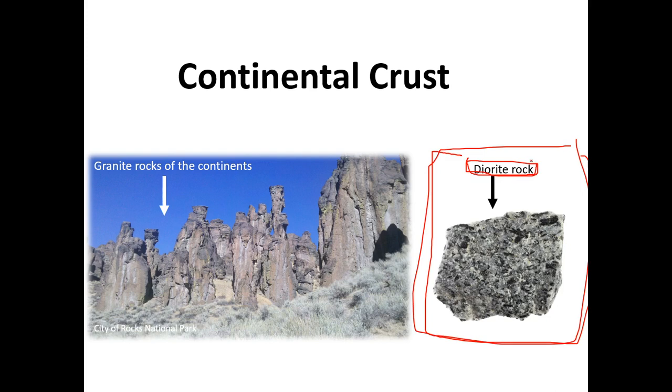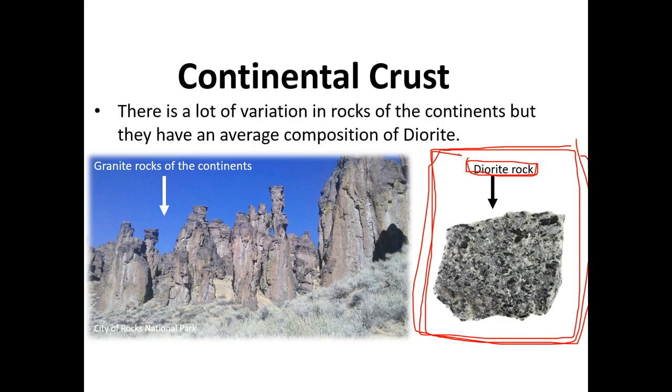I remember one time I was listening to a pop song on the radio, and this pop music girl was like, "We're just floating on this big ball of granite." Really made me cringe, because we're not on a big ball of granite. Earth is like 1/3 metal, right? The mantle is not made of granite. Not even the continental crust is made of granite. We're made out of something called diorite here on the continent. So granite is actually a relatively rare rock. There's a lot of variation in rocks of the continents, but they have an average composition of diorite.